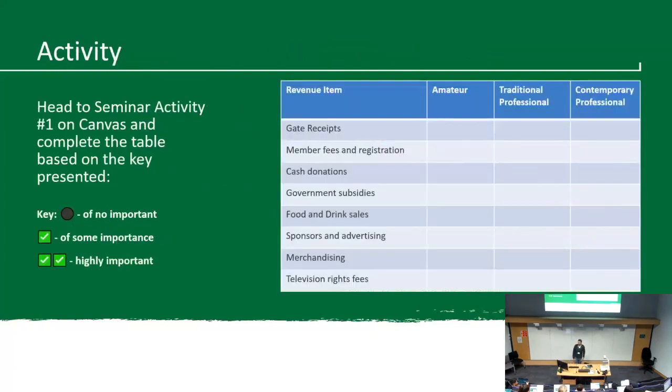Okay. So with that in mind, have a think of those three phases of development. There is an activity on Canvas if you want to download this image, and you can copy the key on the left and populate into the chart, if that makes sense. So you can download this table on the right, populate it with either the black circle where you think perhaps that revenue source is not going to be relevant, one green tick, or two green ticks if you think it's going to be very important. Is that clear? Yeah.